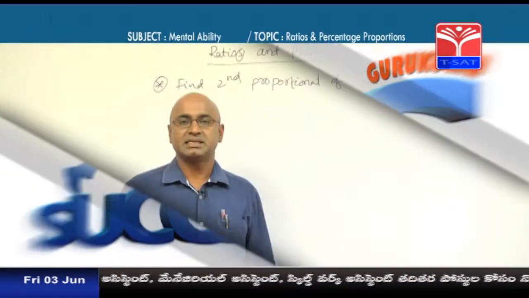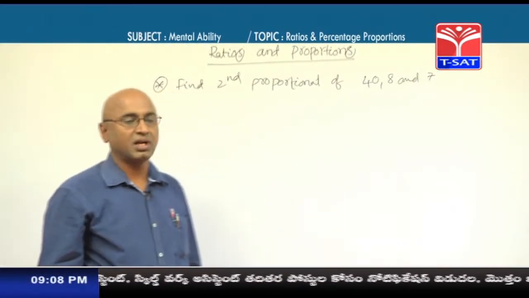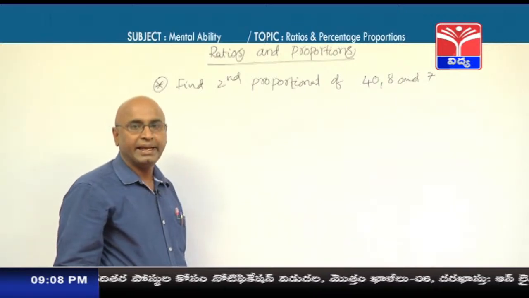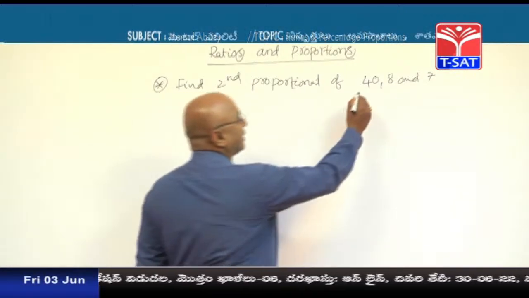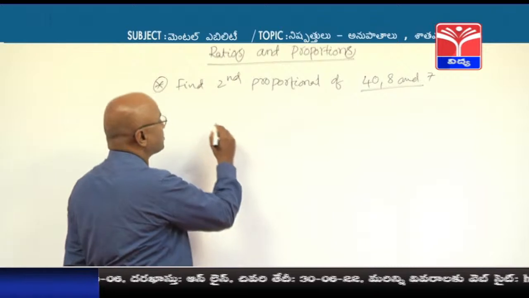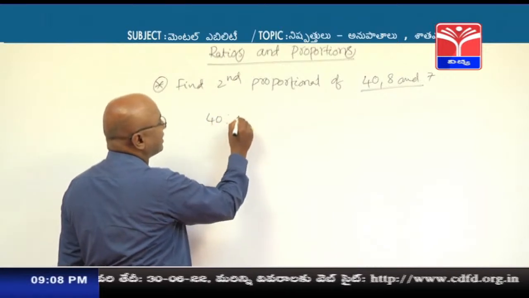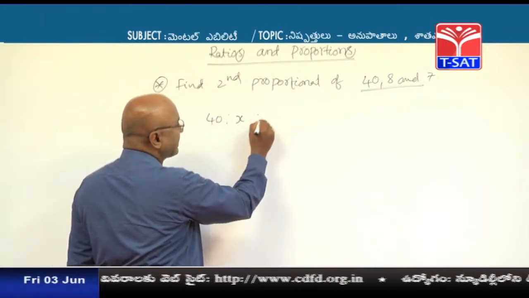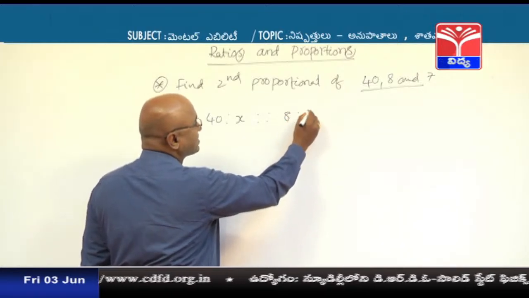The next problem is find the second proportional of 48 and 7. So when it is second proportional, we have to write it as 40 is to X as 8 is to 7.